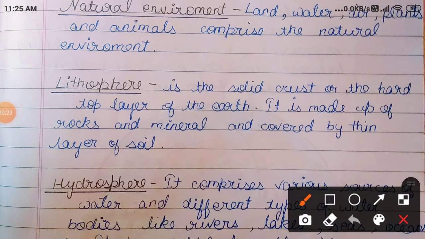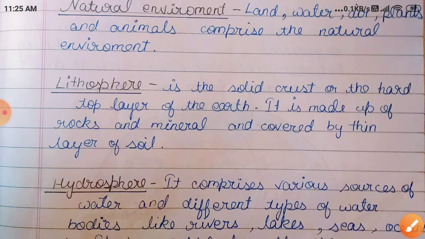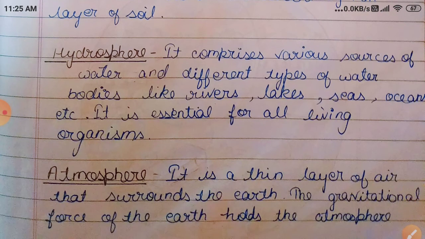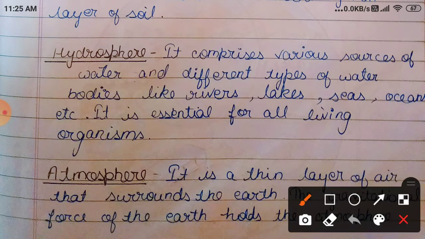Lithosphere. Lithosphere is the solid crust or the hard top layer of the earth. It is made up of rocks and minerals and covered with a thin layer of soil. Hydrosphere. It comprises various sources of water and different types of water bodies like river, lake, sea, oceans, etc. It is essential for all living organisms.